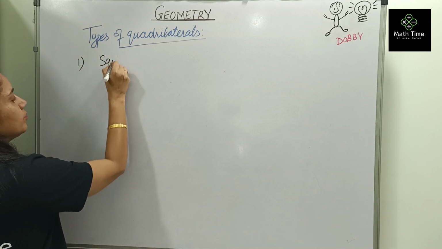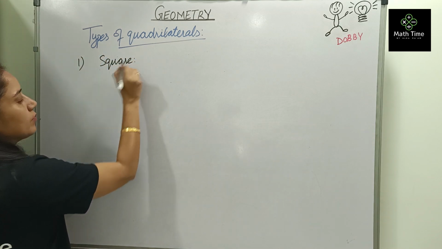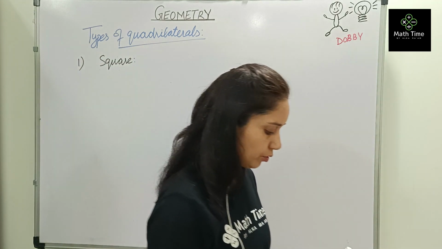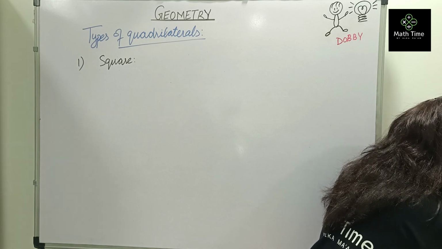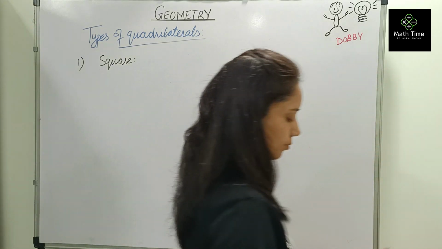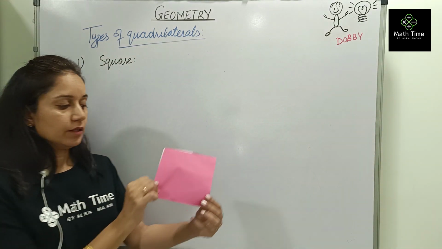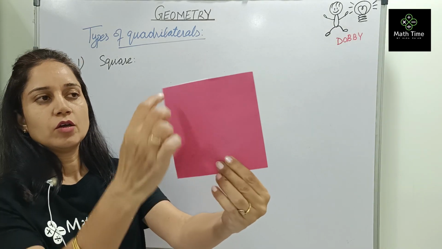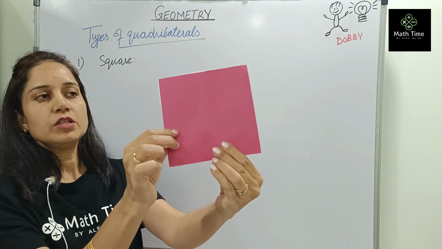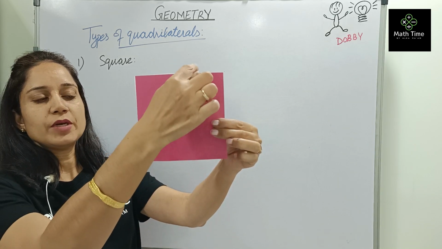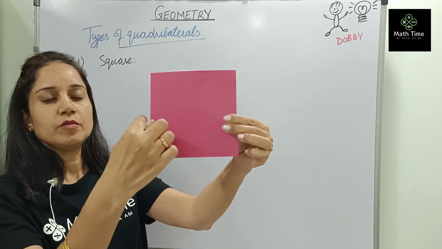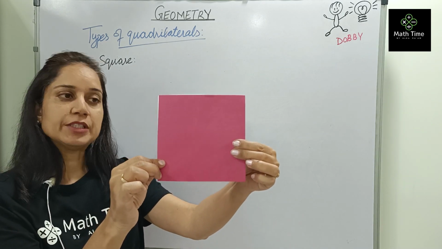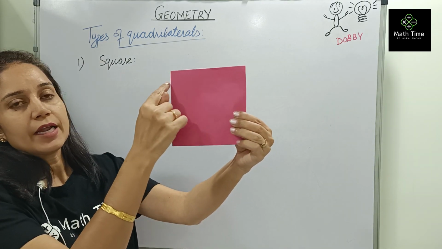square. Okay. I have one shape with me. I am showing it to you. See, you can see here, this is the shape of a square, right? A square has all four sides equal. Top, bottom, left side, right side. All four sides have equal measurement. As well as the corner angles.